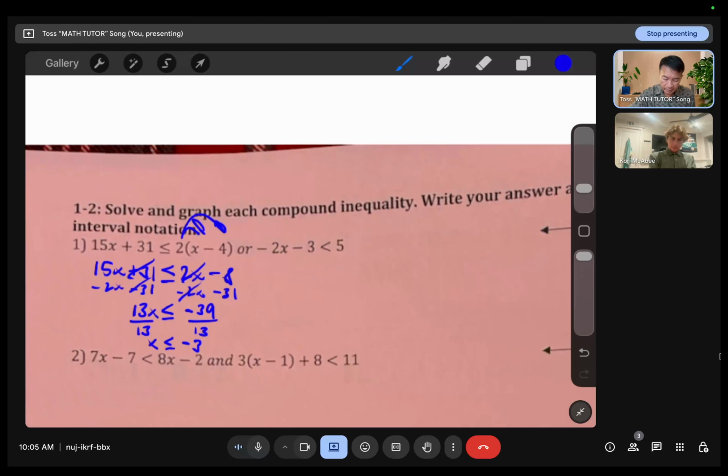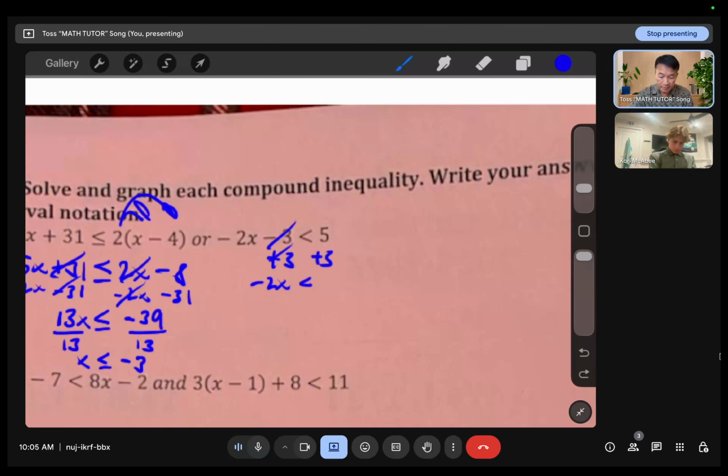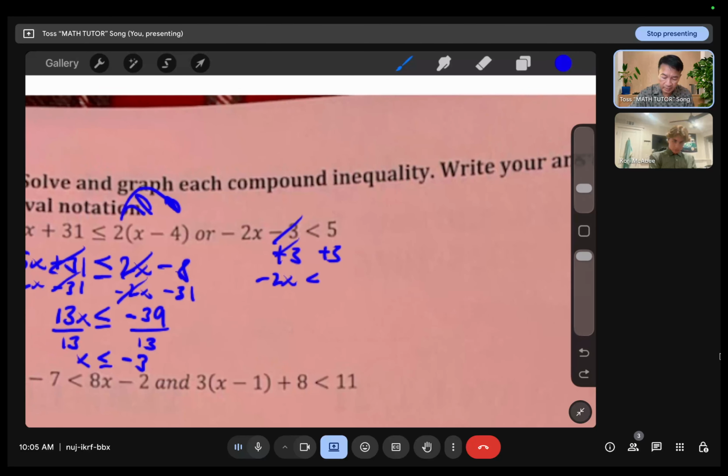Okay, and then this one, add 3 to both sides. Negative 2x is left, equals 2 here. Wow, your teacher really wants to make sure you really know it. No bar here, 8. Okay, divide both sides by negative 2. It will flip. Negative 2 and negative 2. You flip the arrow of the inequality. Greater than 4, negative 4.